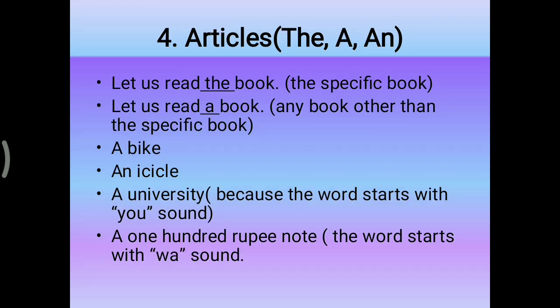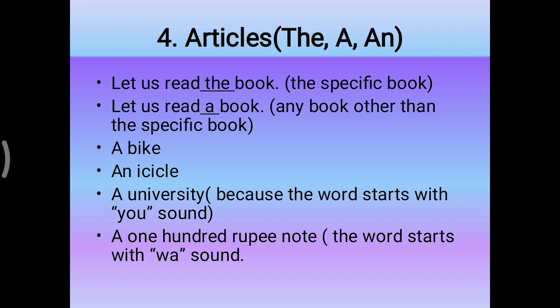Articles. There are two types of articles. The definite article 'the' and the indefinite articles 'a' and 'an'. 'The' is used to refer to specific or particular nouns. 'A' and 'an' are used to modify non-specific or non-particular nouns. Let's have a look at a few sentences. So the examples are: let us read the book. It means we are talking about the specific book. Let us read a book. We are talking about any book other than the specific book.